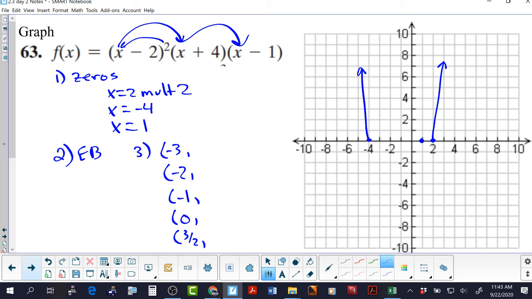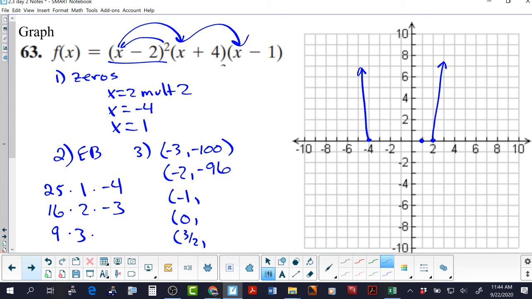So negative 3, we're going to plug it in there. Negative 5 squared is 25 times 1 times negative 4. So negative 100. We're going to have to change. We can't go by ones on the y's now. Negative 2 would be 16 times 2 times negative 3. So negative 96. All right, negative 1, squared is 9 times 3 times negative 2. That's a negative 54.